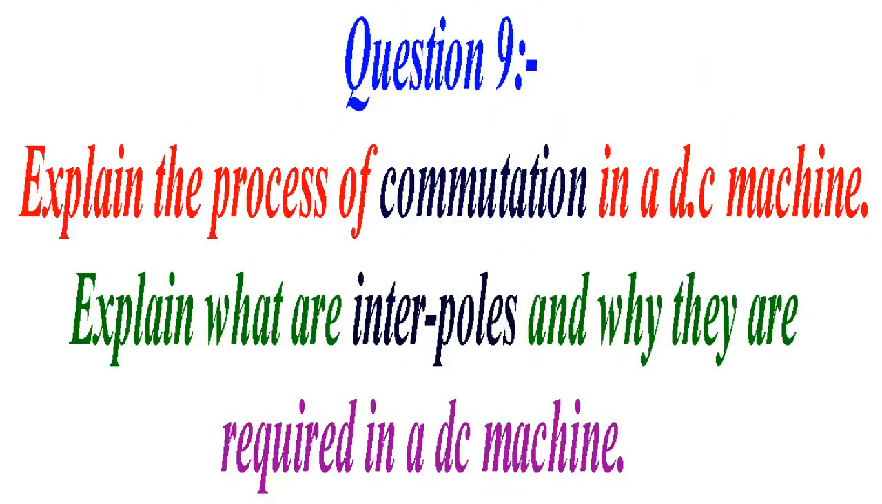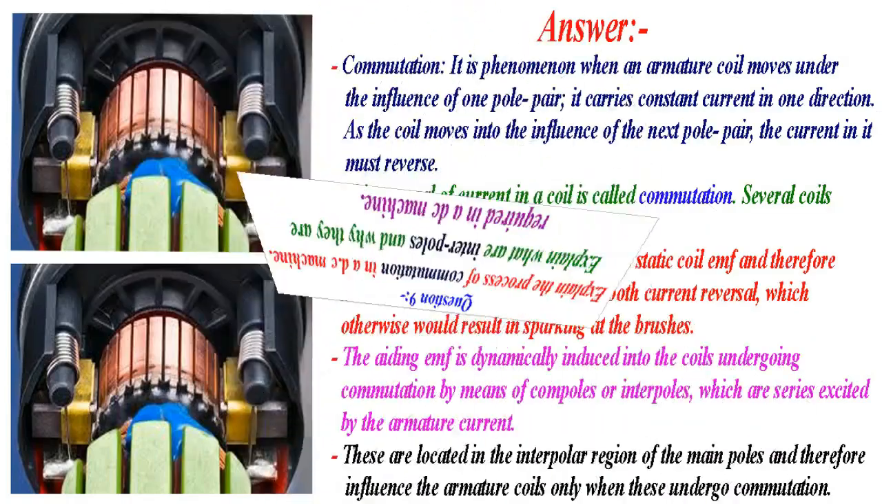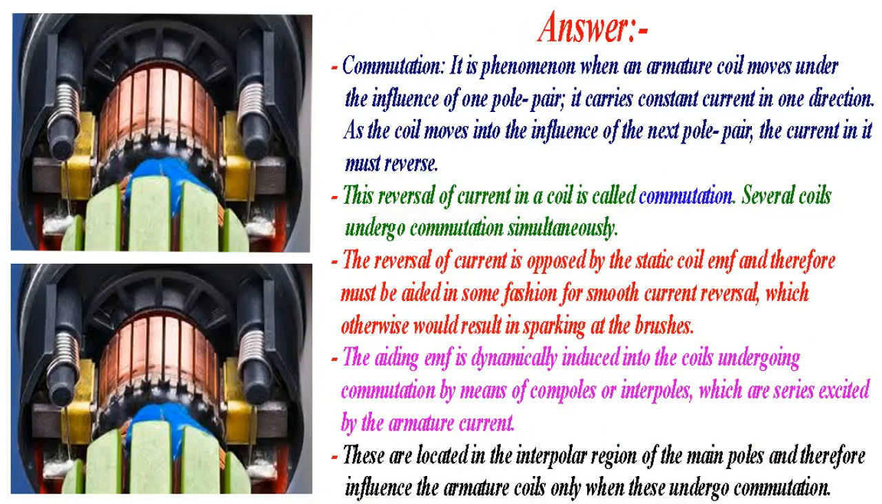Explain the process of commutation in DC machine. Explain what are interpoles and why they are required in a DC machine. Commutation is a phenomenon when an armature coil moves under the influence of one pole pair. It carries constant current in one direction. As the coil moves into the influence of the next pole pair, the current in it must reverse. This reversal of current in a coil is called commutation.